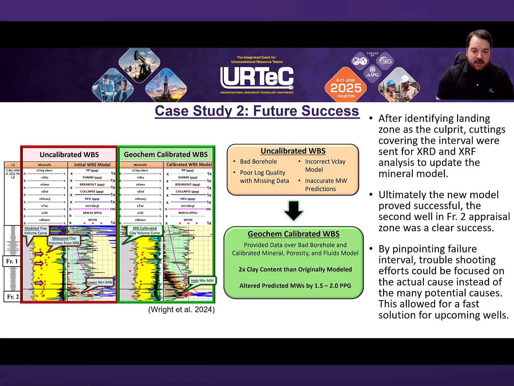In this case, we again used the GC by GC to fingerprint the extracts from these oil-based mud cavings and allocate that to a nearby baseline to pinpoint, again, the exact point of wellbore failure. After identifying that the landing zone was the source of these cavings, cuttings over this interval were sent off for XRD and XRF analysis to then update the mineral model. Ultimately, this new mineral model was successful. They changed the wellbore stability model, and future wells in this formation were a success.